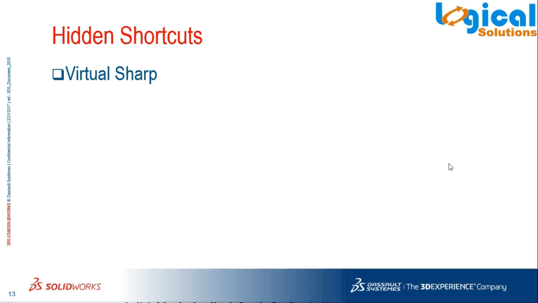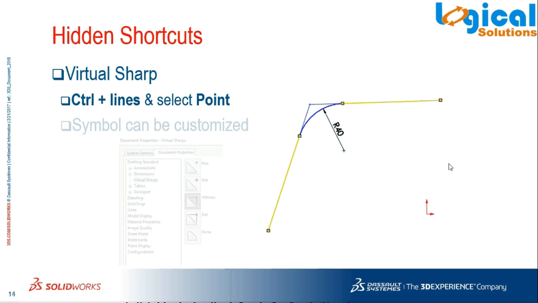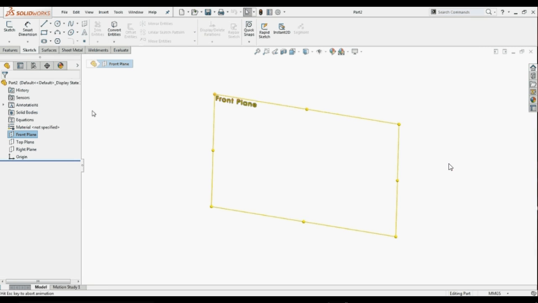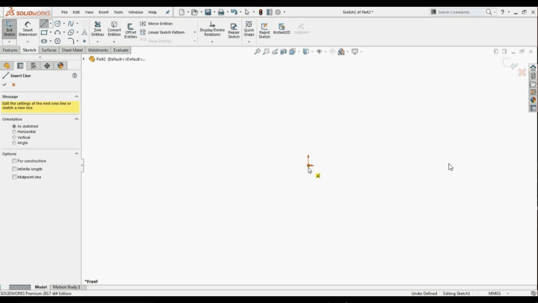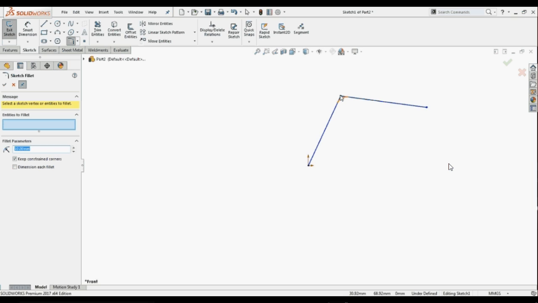We'll see another shortcut to create a virtual sharp. Select entities using Ctrl and click Point. The resulting point of intersection symbol can also be customized. Selecting a sketch plane and creating a sketch with two lines. Then adding a fillet to these two lines.